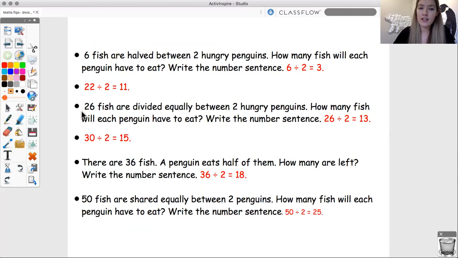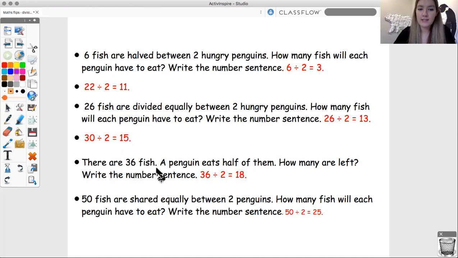26 fish are divided equally between 2 hungry penguins. How many fish will each penguin have to eat? So 26 fish divided by 2, shared between 2 equals 13. Half of 26 is 13. 30 divided by 2 is 15. Half of 30 is 15.